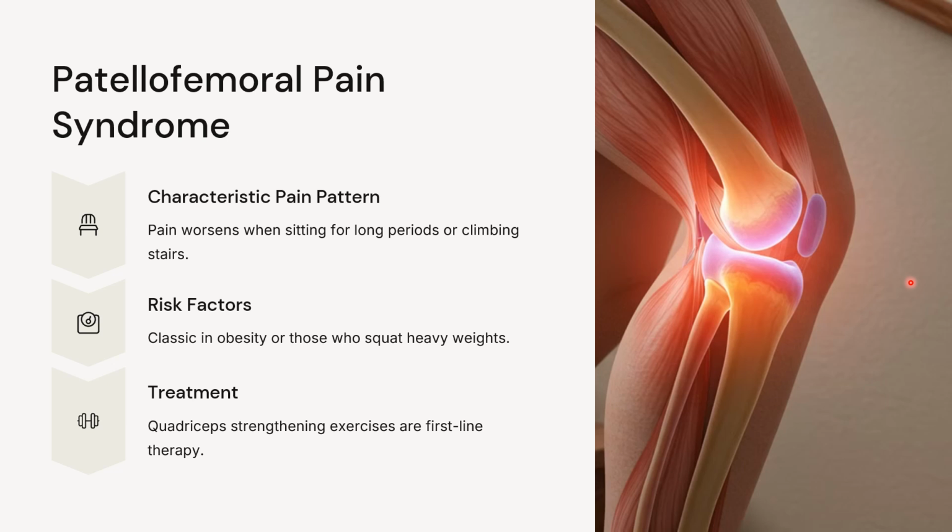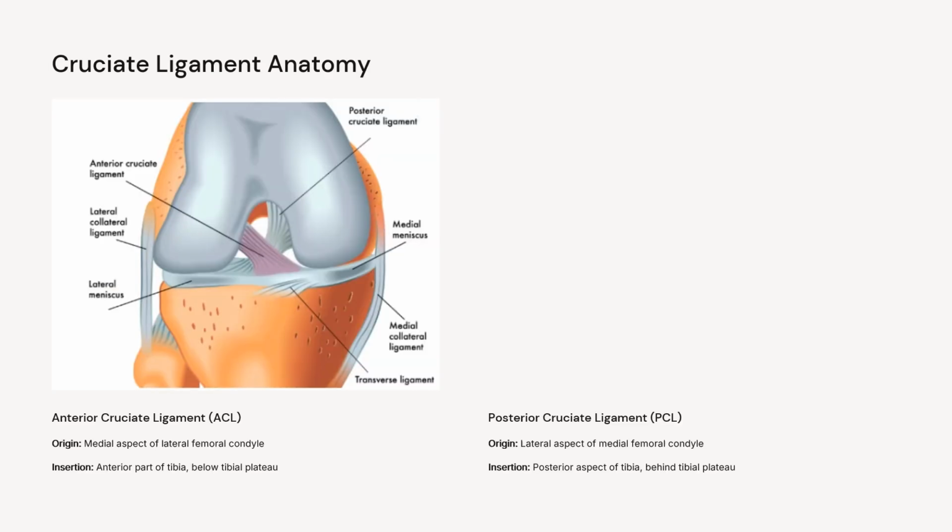But why does that happen? This can happen due to various issues like muscle imbalances, tight ligaments, or structural abnormalities in the knee. So how will the patient present? With pain that worsens when sitting for long periods or climbing stairs. And it is classic in obesity or those who do heavy squat weights. Quadriceps strengthening exercises are again the first line therapy.